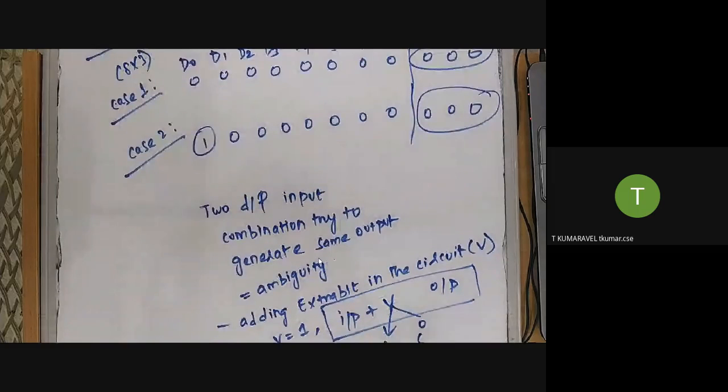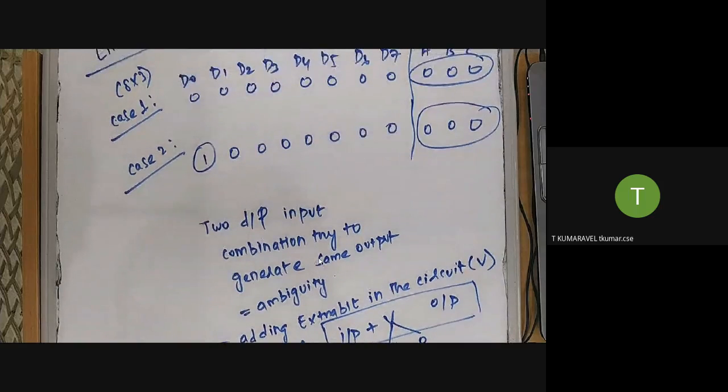Do you have any queries? Why does ambiguity occur? Do you have any queries? No, sir.